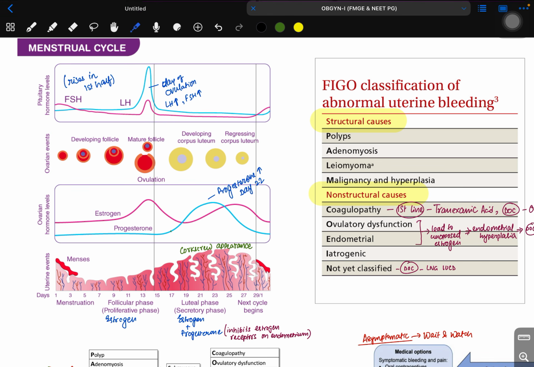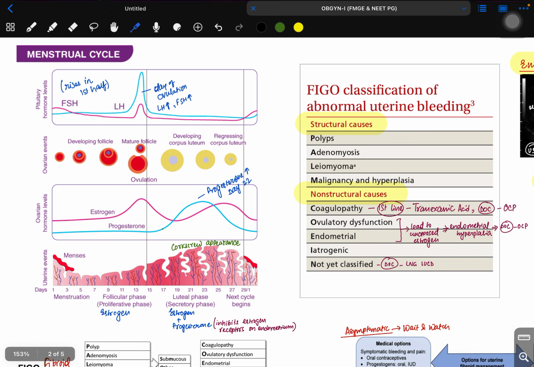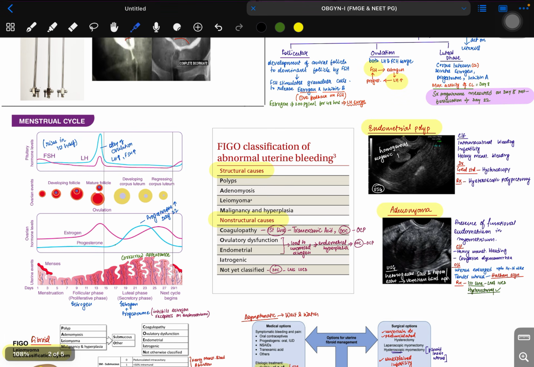Now here you can also find the uterine events which are taking place. Estrogen is in the follicular phase, which is the proliferative phase, and in the luteal phase, the secretory phase, both estrogen and progesterone are present. Progesterone will inhibit the estrogen receptors on the endometrium, and you can find the difference between these two glands. The glands in the luteal phase have the corkscrew appearance, okay. And the serum progesterone, as I told you, will be the highest on day 22. So here you can find there is a spike of progesterone on day 22.